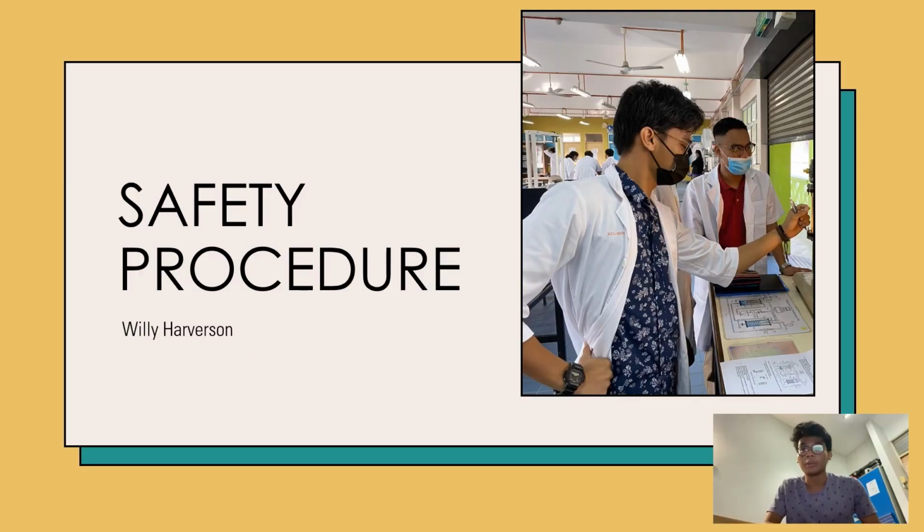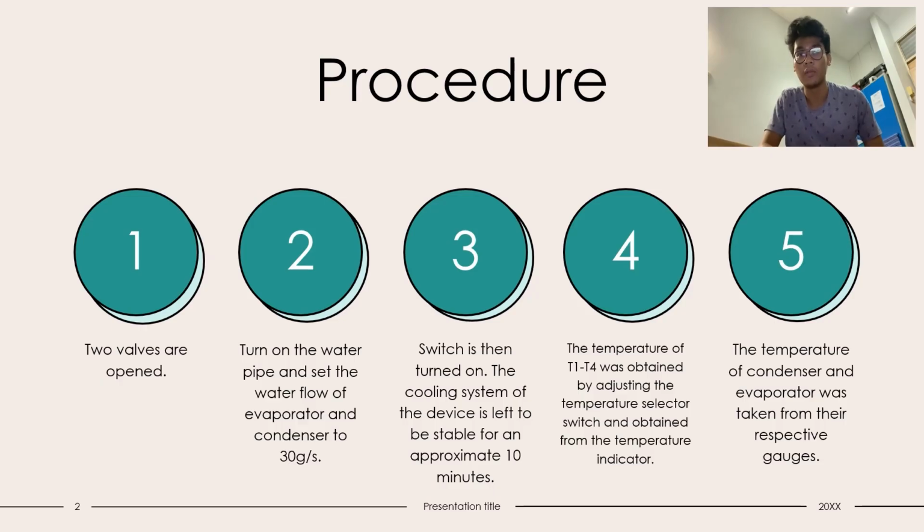So I'm going to present on the safety procedure. First, the two valves are opened, the water pipe is turned on, and the water flow at the evaporator and condenser is set to 30 gram per second. The switch is then turned on. The cooling system of the device is left to stabilize for approximately 10 minutes.